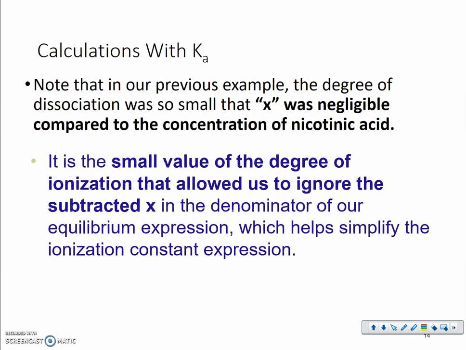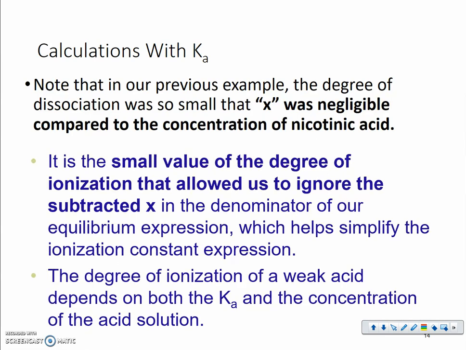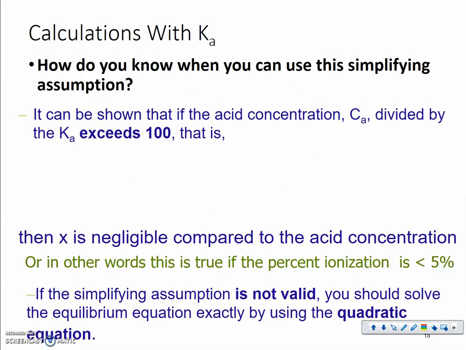Okay. So this simplification is very useful to us because if we don't have that, we'd have to solve it using the quadratic. So when can we do this simplification? If our initial concentration Ca over our Ka is over 100, then that means our x is negligible. We have a very small percent ionization, and we can ignore that x part, and we can use that to simplify our calculations. So Ca is your concentration of your acid at the start. And then Ka, for these problems, you would have to be given that so you can solve for it.